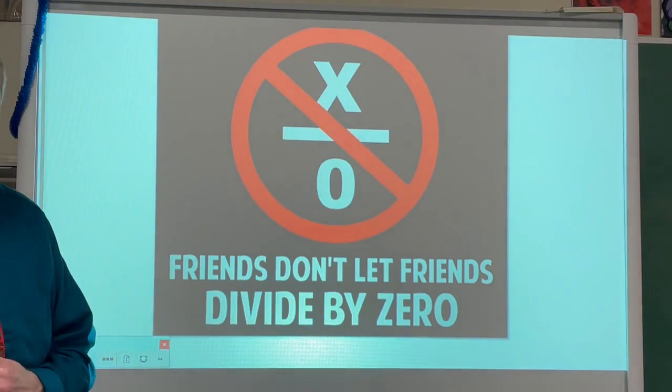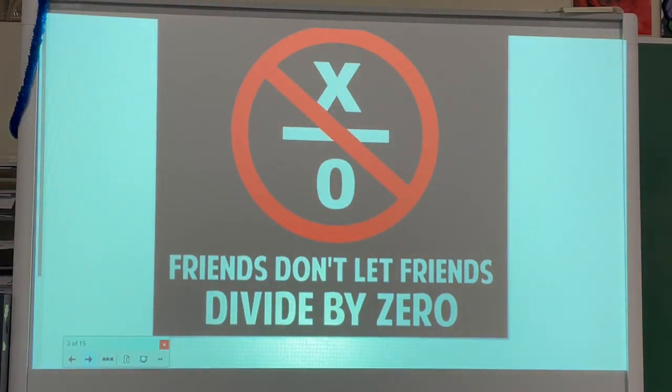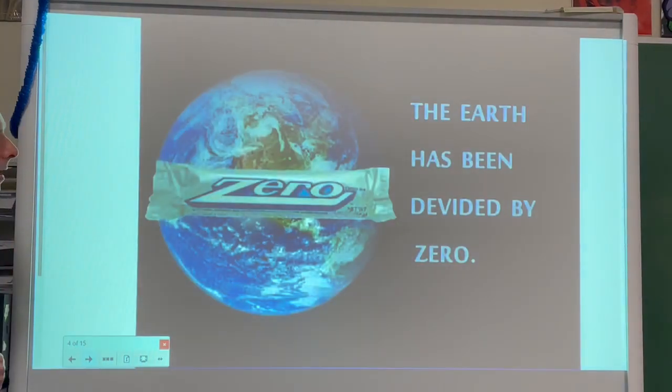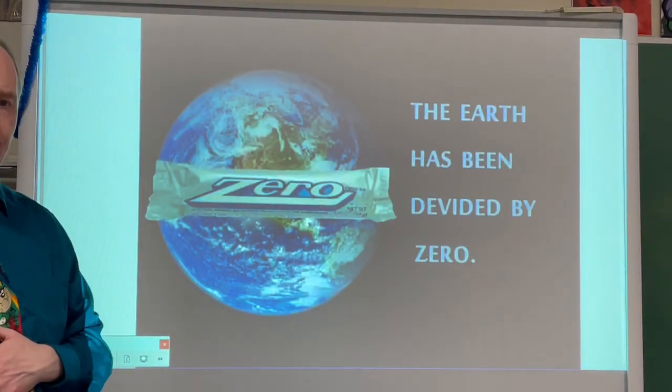Remember, friends, don't let friends divide by 0. No dividing by 0. 0 cannot be on the bottom of our fraction. The earth has been divided by 0.